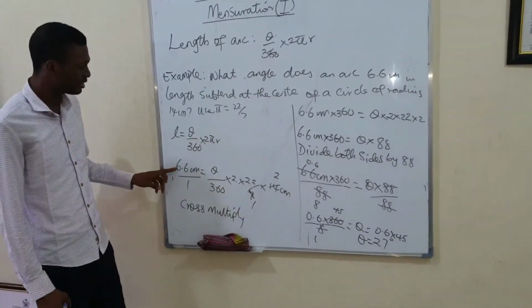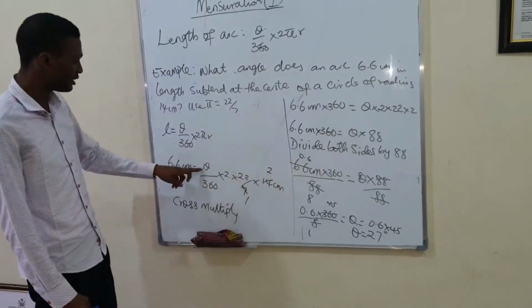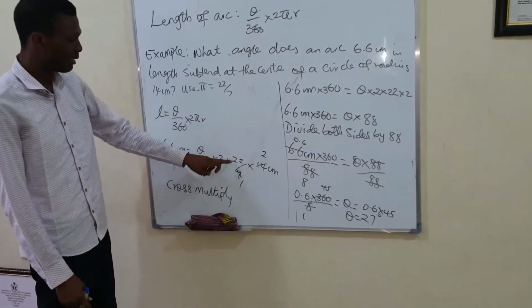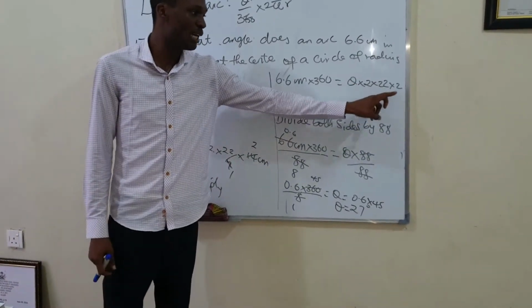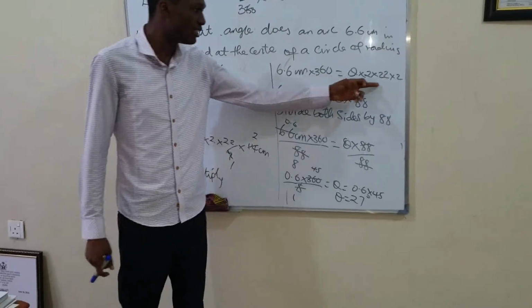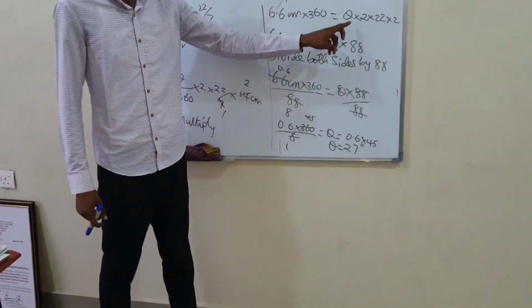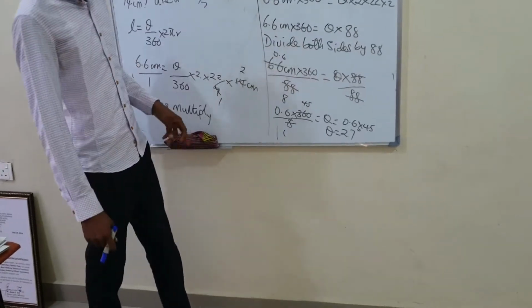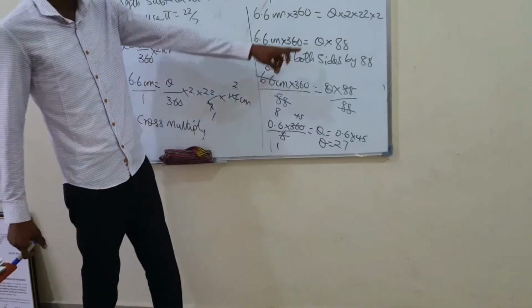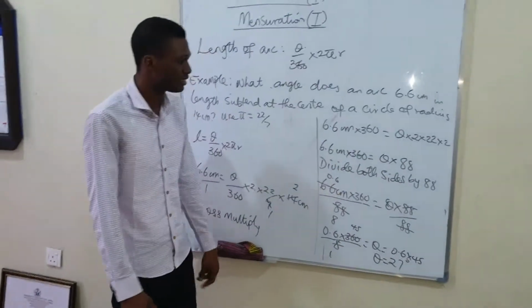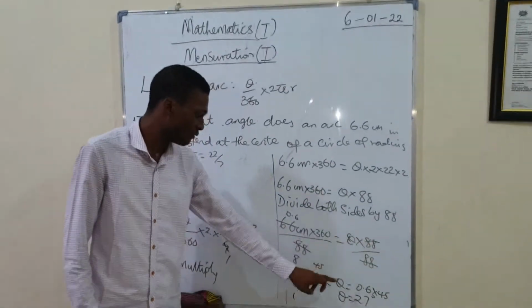Then we say 6.6 cm times 360 equals theta times 2 times 22 times 2. If you multiply all these, 2 times 22 is 44, times 2 is 88. So we have theta times 88 equals 6.6 cm times 360. Since we have to find theta, we divide both sides by 88. So 88 cancels itself, we have theta left.